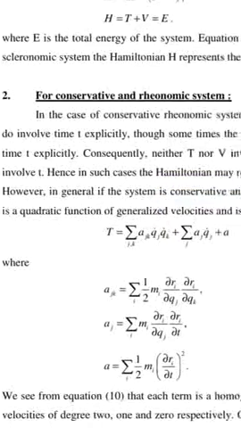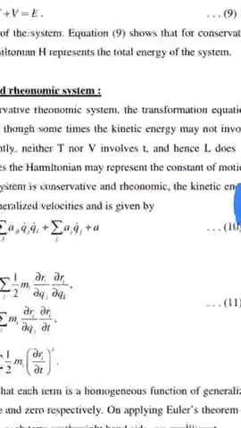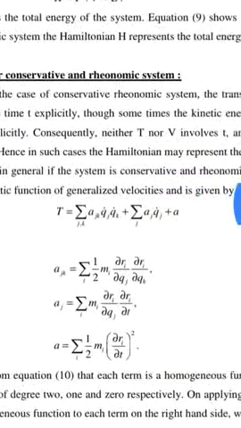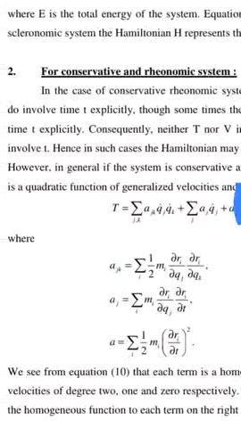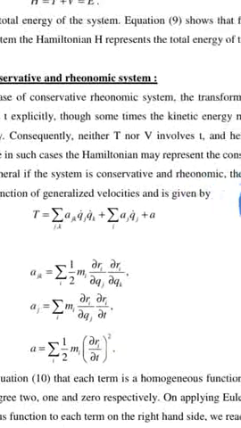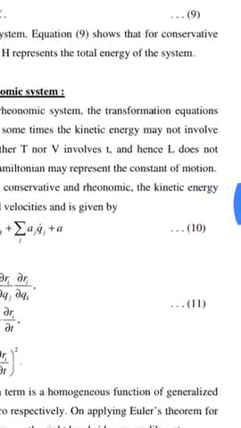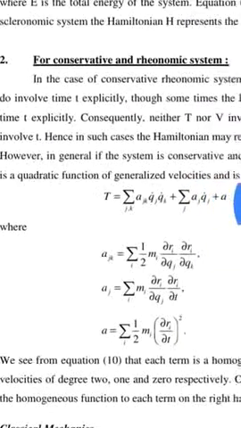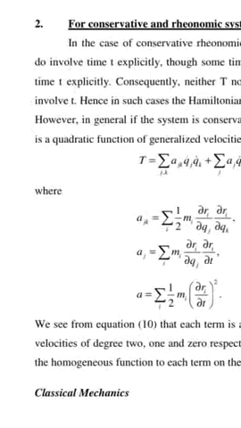For a conservative rheonomic system, the transformation equations do not involve time t explicitly, though sometimes the kinetic energy may not involve time t explicitly. Consequently, neither T nor V involves t, hence L does not involve time t. Hence, in such cases, the Hamiltonian may represent a constant of motion.